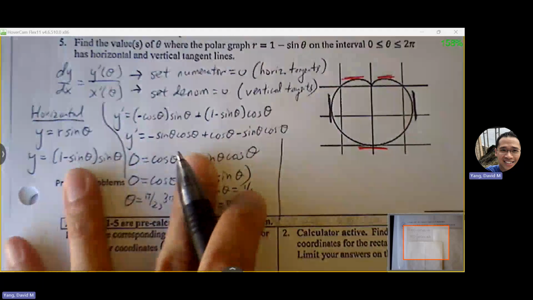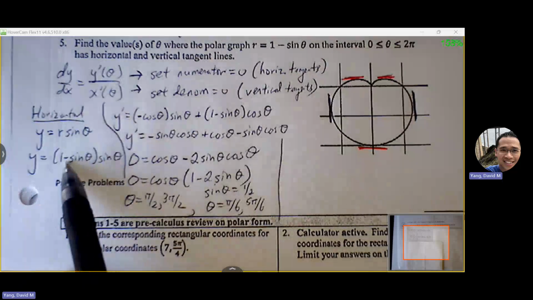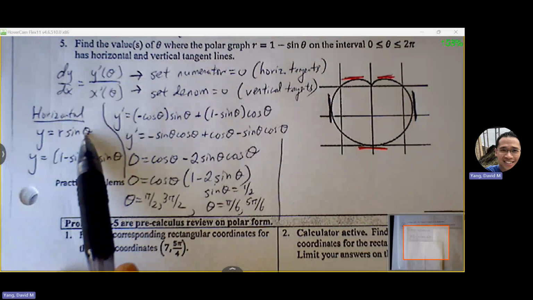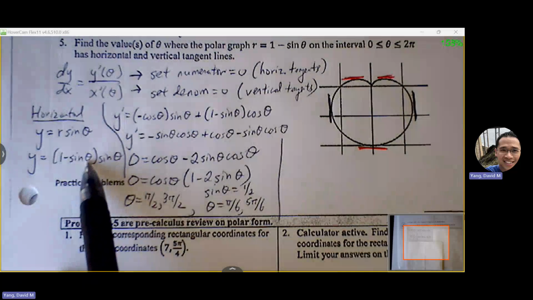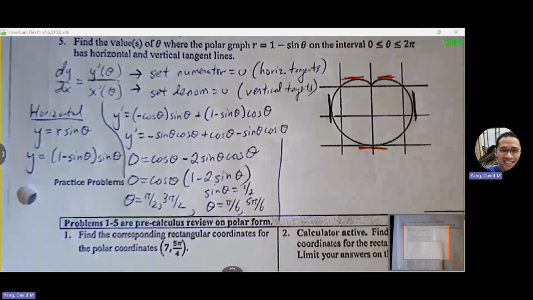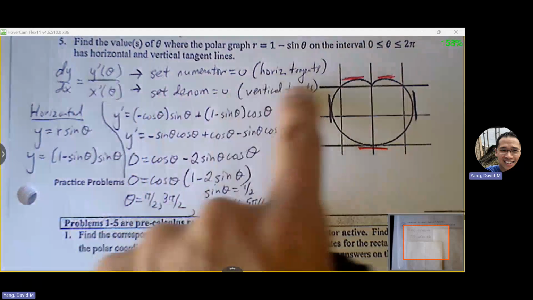So let's do the vertical portion. So x equals r cosine theta. Replace the r with 1 minus sine theta. And then you're going to go through your derivative using product rule. Set that equal to 0. Find your critical points, and those will be candidates for vertical tangents.